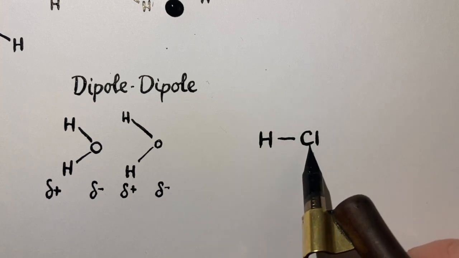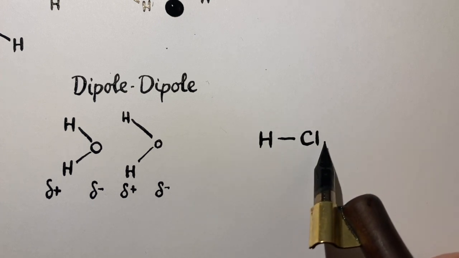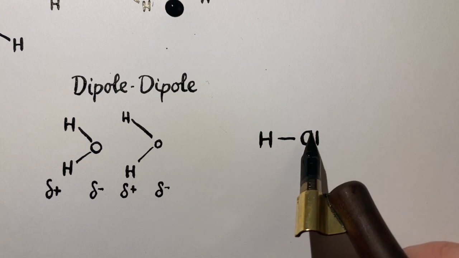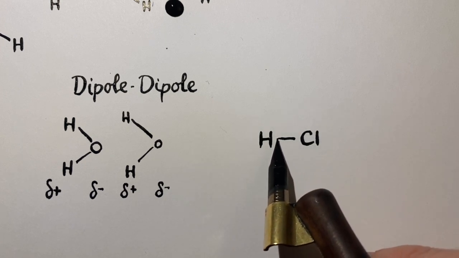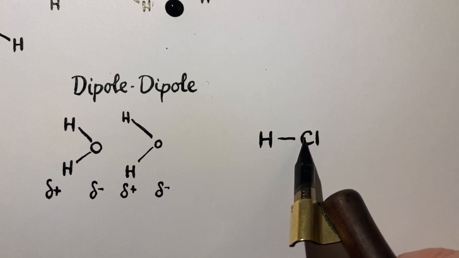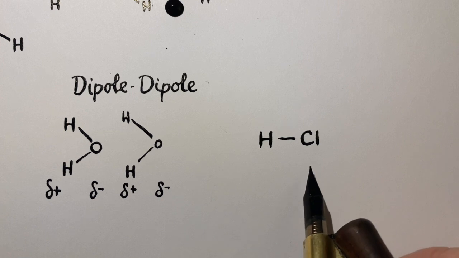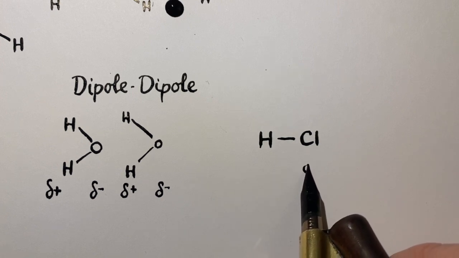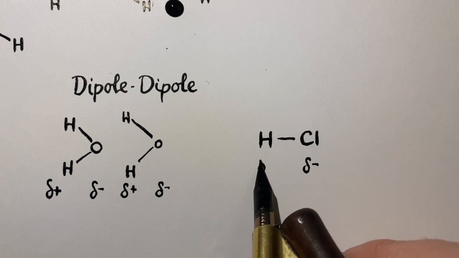So with hydrogen chloride, once again, if we look at electronegativity, chlorine is more electronegative. It is pulling electron density away from the hydrogen. So this side of the molecule, partial negative. This side, partial positive.